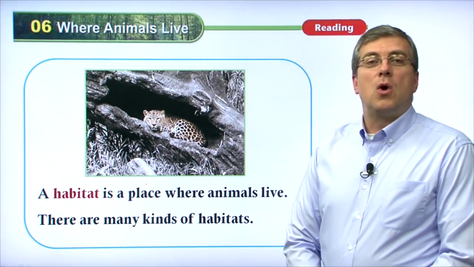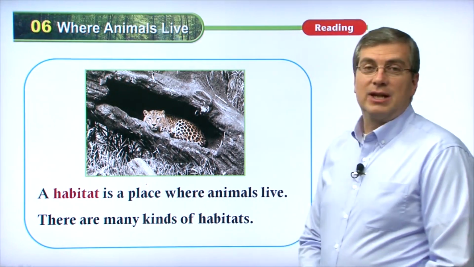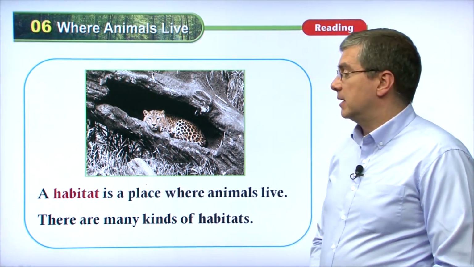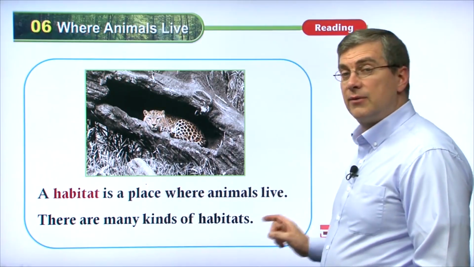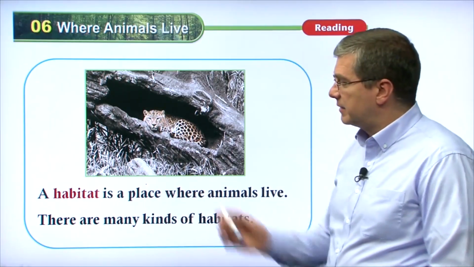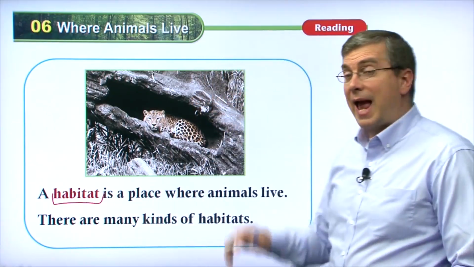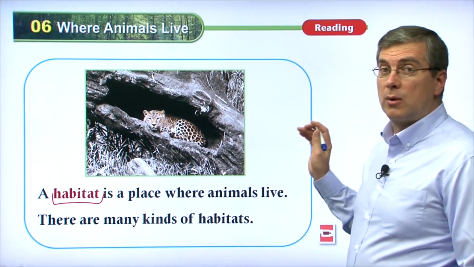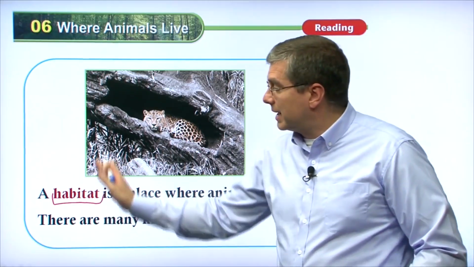Okay, welcome back. It's time to go over the reading section for this lesson. Now, the reading section, again, we have a topic sentence here. A habitat is a place where animals live. Okay, this is a good topic sentence. Again, a good use of the word habitat. Remember, habitat is the super word, right? All the different types of habitats are linked to it.